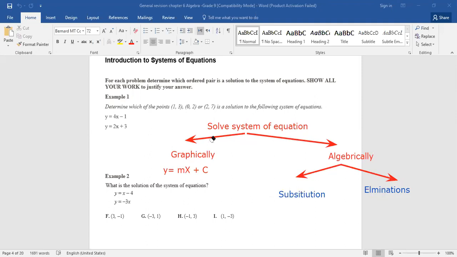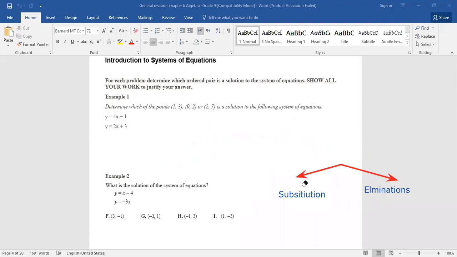Now we will start to solve the first question. This is the first type of questions which we can have in this chapter. Determine which of the points. So you have three choices in front of you now, and you have two equations, and I'm looking for the answer. So please, who can answer this question and tell me?